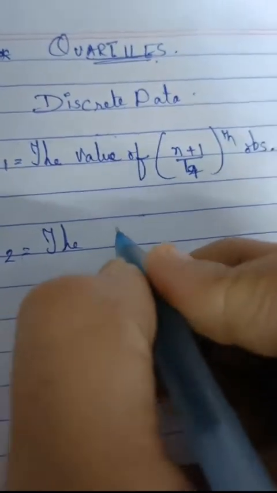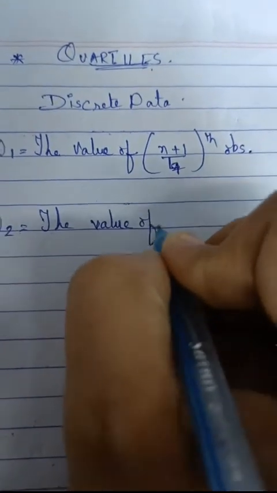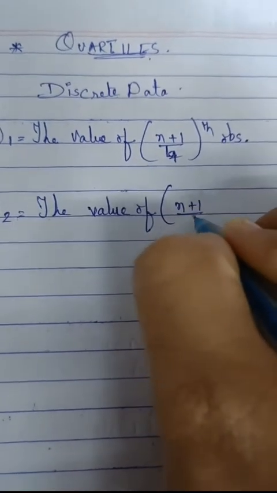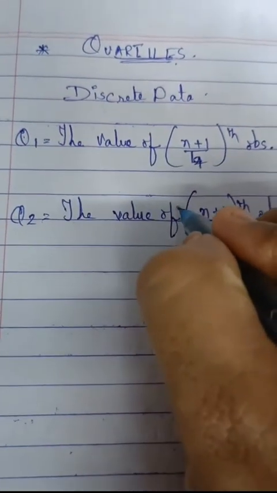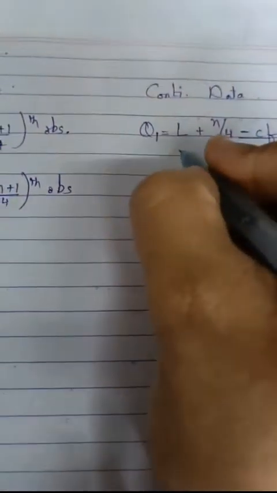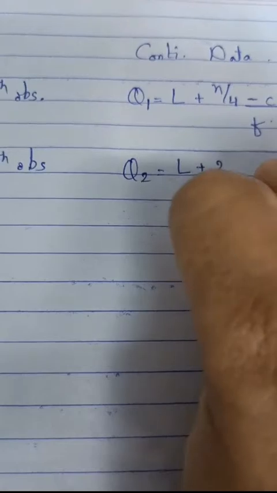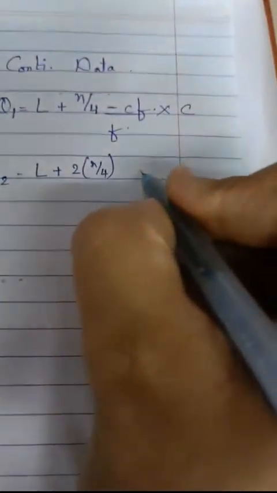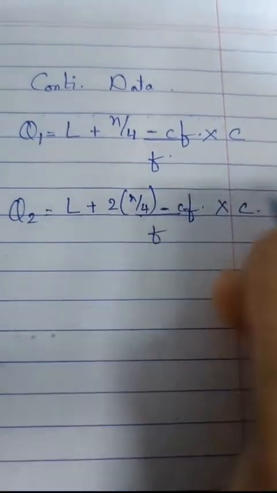Same way for Q2, the value of (n plus 1) upon 4 into 2nd observation, but here it is related with Q2, so we have to write 2 into. Okay, same way here Q2 equals L plus 2 into n by 4 minus CF upon F into C.